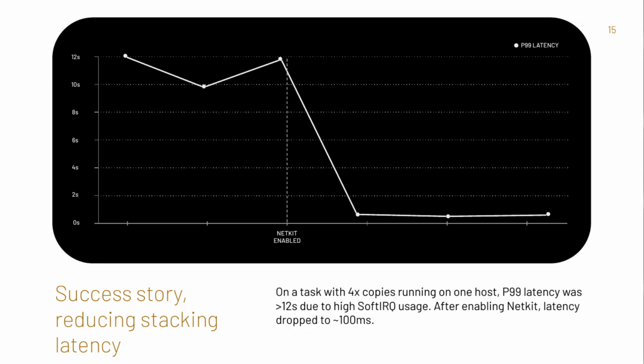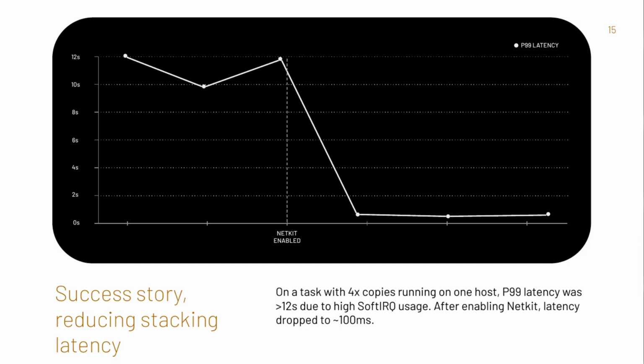But what we were finding was when they tried to do this stacking, their latency was just going way up. So in the beginning here, without Netkit, the latency was going up to around 12 seconds. And once we turned on Netkit, that latency immediately dropped to around 100 milliseconds.